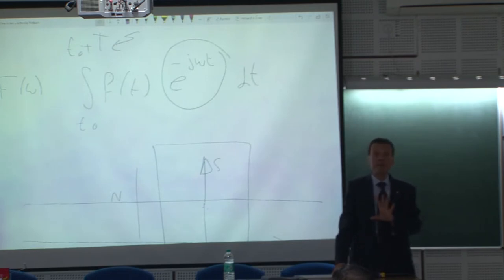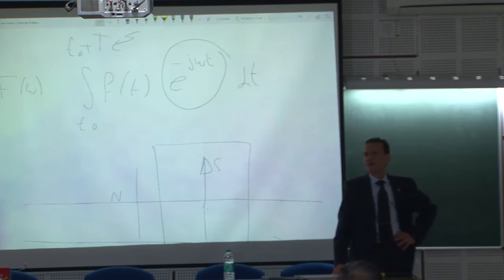This is a big branch in signal processing. You may have read about independent component analysis. Do you know? Have you heard about that? It is something like: I have a sum of different components, and I would like to separate them.